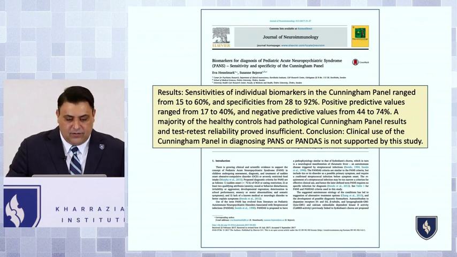Here's another study that was published in the Journal of Neurology, and they go on to show that sensitivities of individual biomarkers in the Cunningham panel range from 15 to 60%, and specificities from 28 to 92%. Positive predictive values range from 17 to 40%, and negative predictive values from 44 to 70%. A majority of healthy controls had pathological Cunningham panel results, and retest reliability proved insufficient. Conclusion: the clinical use of this Cunningham panel to diagnose PANDAS is not supported by the study, meaning it's not as great as you may think it is.